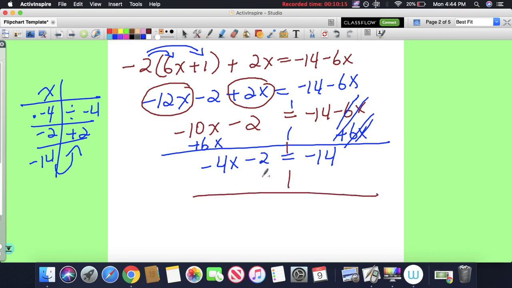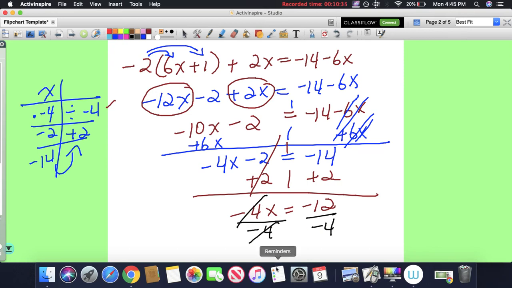So step 1, add 2 here, add 2 here. Minus 2 and plus 2 go away. Negative 4x comes down, and negative 14 plus 2 is negative 12. Now I have to divide by negative 4 on the left and the right. So I'm going to divide this by negative 4 and divide this by negative 4. Negative divided by negative is going to be a positive, and 4 divided by 4 is just 1. 1 times x is just x. And then on this side, negative 12 divided by negative 4 is just 3. That's it, right? So now we got to do our check.